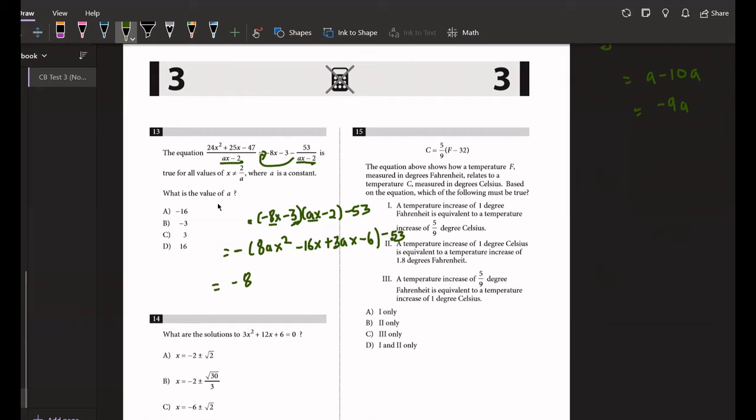So this would be negative 8ax squared. Negative negative becomes positive, positive 16x. Negative positive becomes negative, negative 3ax. Negative negative becomes positive 6 minus 53, right? So 6 minus 53 is minus 47, which is here. You can cancel this with this, and you can equate these two terms because both of them are equal. So you can say minus 8a is 24, a is negative 3, which is option number B, right?